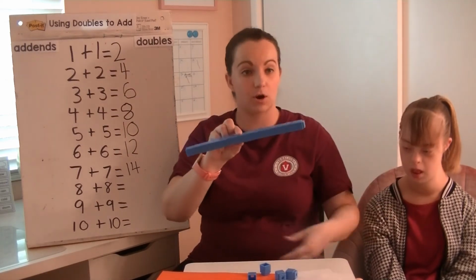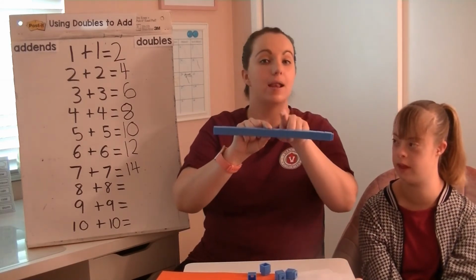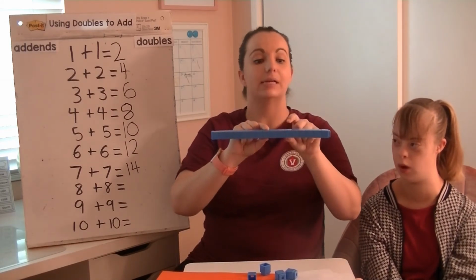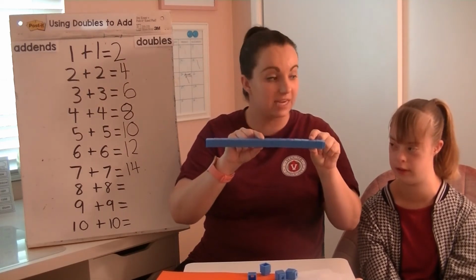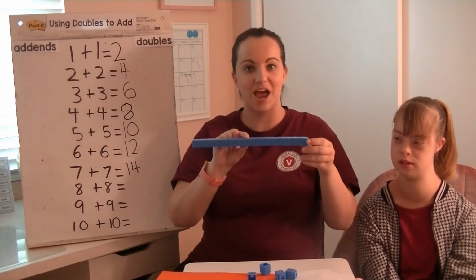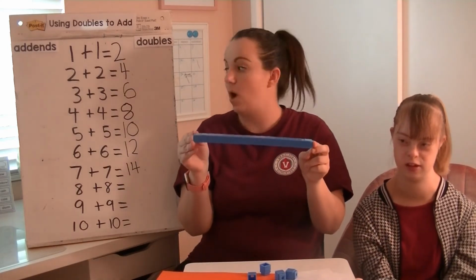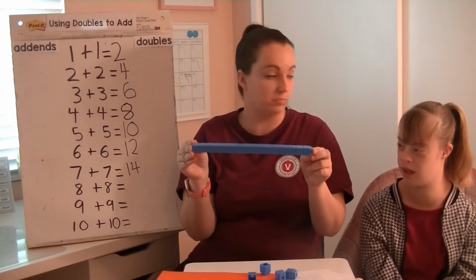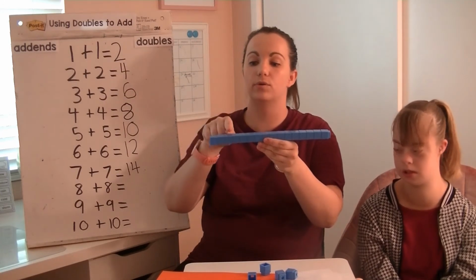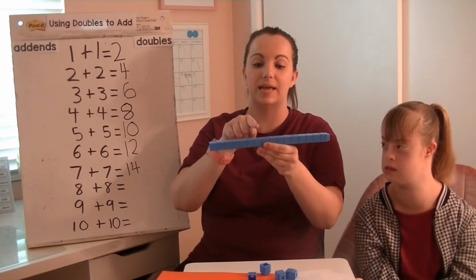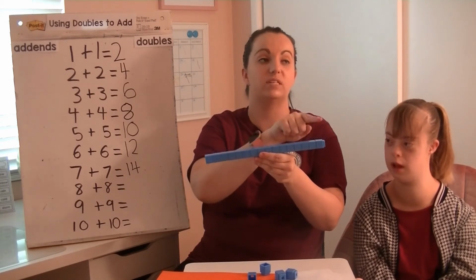Let's keep counting or adding on. Let's add on Kaylee's 8. What comes after 8? 9, 10, 11, 12, 13, 14, 15, 16. Yes, 8 plus 8 equals 16. Wow, I know we're getting some high numbers here. Big math, but we're doing it, okay? 8 plus 8 equals 1, 2, 3, 4, 5, 6, 7, 8, 9, 10, 11, 12, 13, 14, 15, 16.